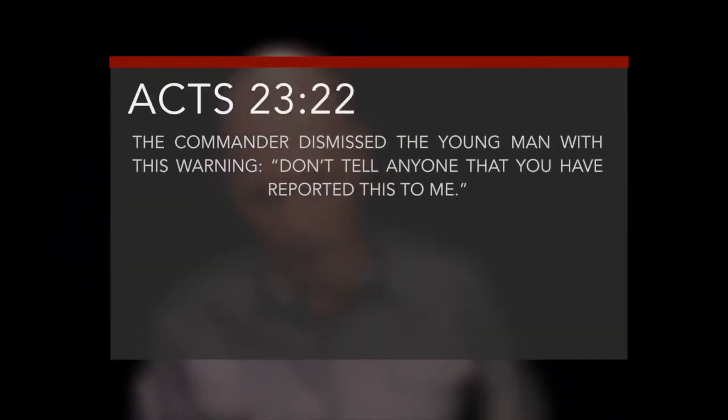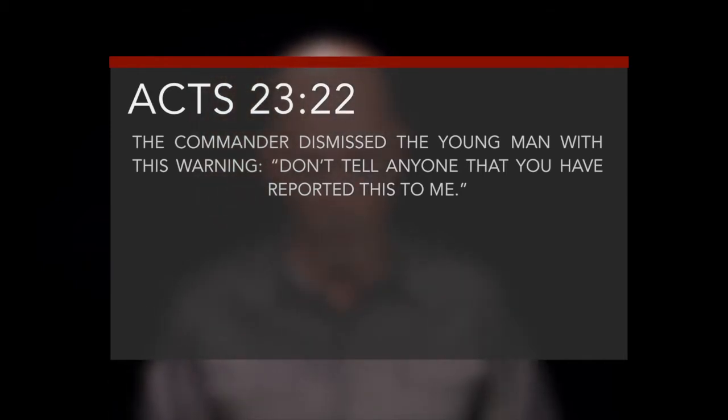I actually commend Claudius Lysias for not taking the easy route out. And it was a risk for Paul, but he knew that justice was a high priority for the Romans, and he was banking on that. This is kind of a political stratagem. It says, the commander dismissed the young man with this warning, don't tell anyone that you have reported this to me. In other words, the commander now has the private information for Paul and could do something about it.